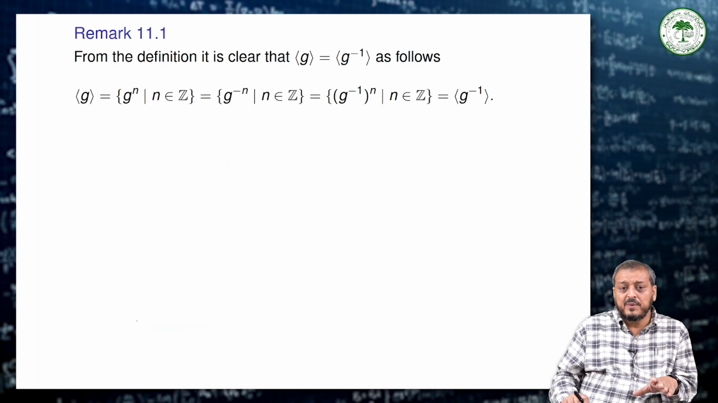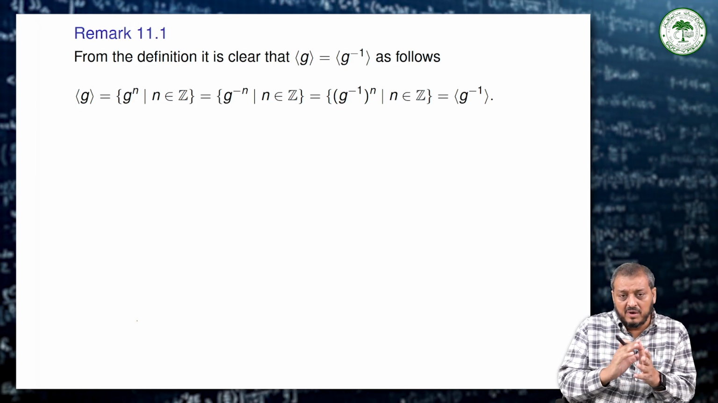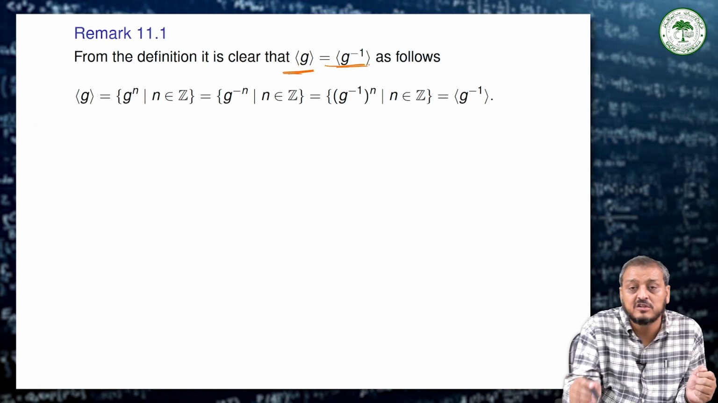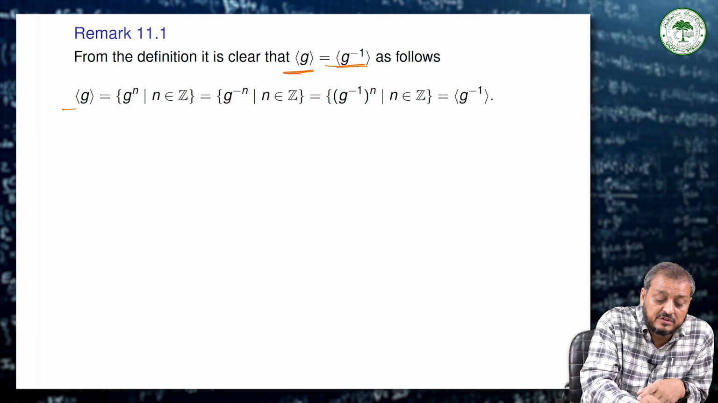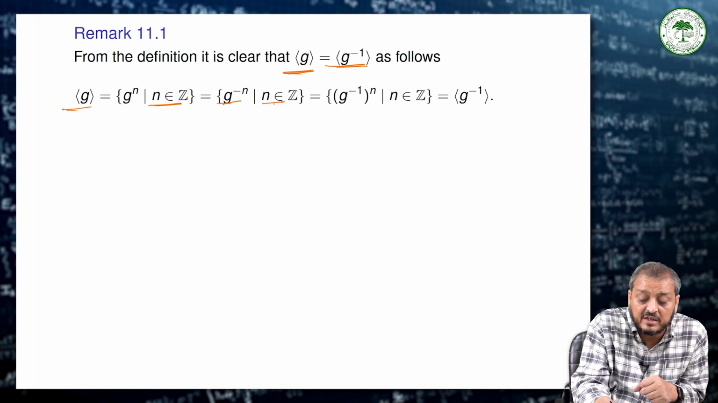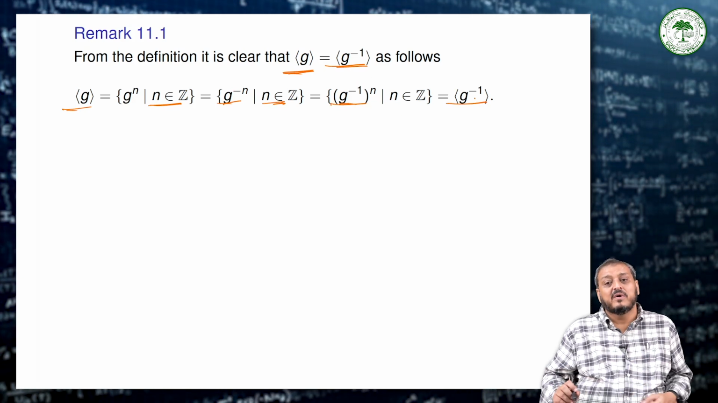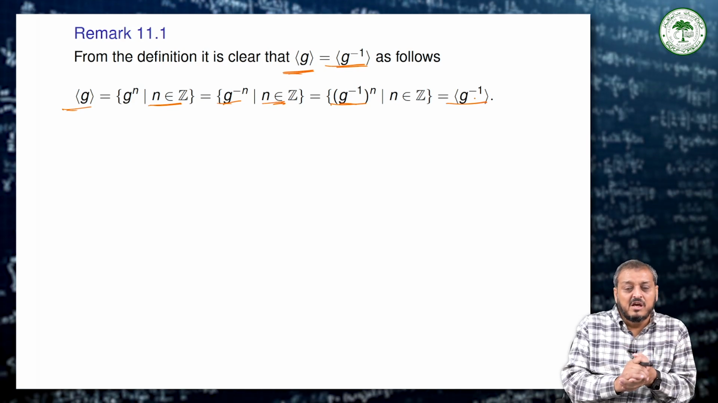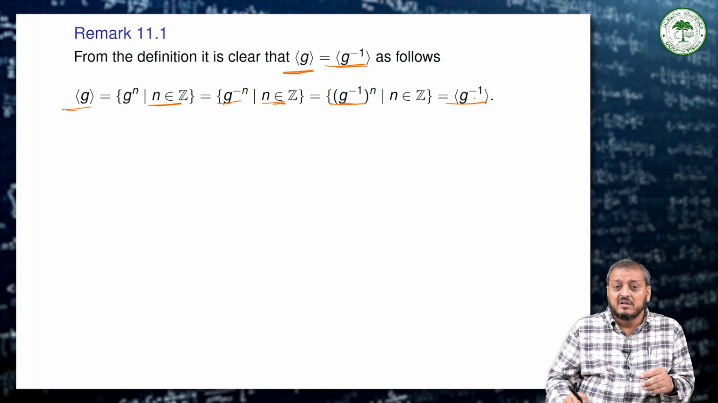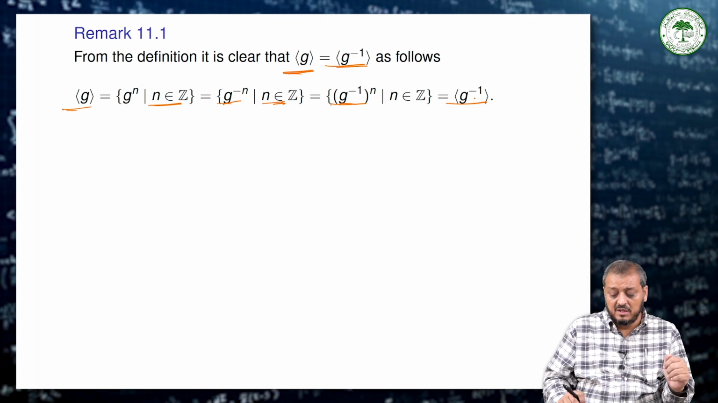Let us start with a very simple example, but before the example I will make one remark. From the definition it is clear that if g is a generator of G, then g inverse is also a generator of this group, because if G is generated by g to the power n, and we take g to the power minus n, again n being an integer, then we can say that g inverse to the power n generates it too. It means if a group is generated by g, then it is also generated by g inverse.